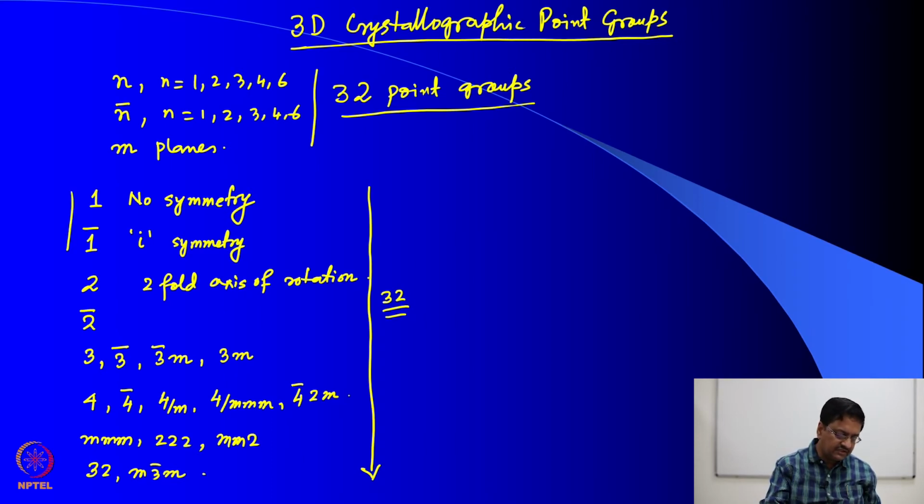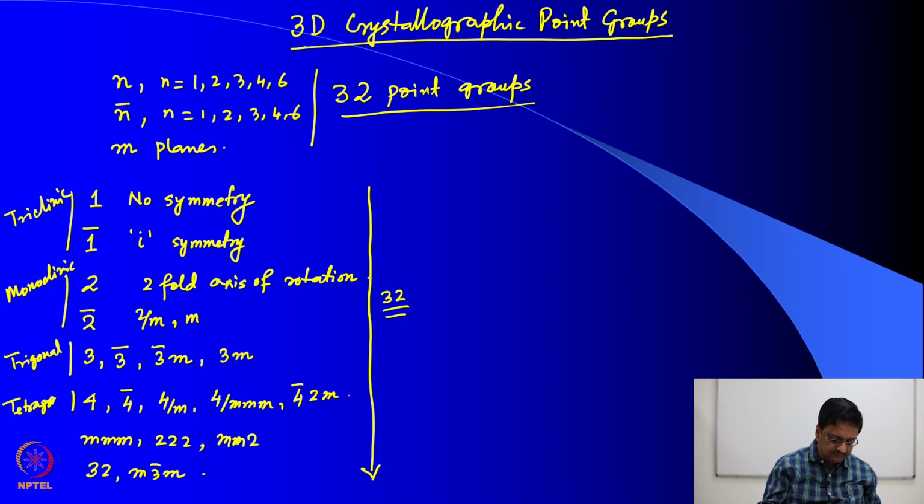Say for example, these are for triclinic, 2 bar, 2 by M, only M. These are for monoclinic. These are for trigonal or rhombohedral. These for tetragonal. These for orthorhombic. And some for cubic. And of course, if you have 6 by M, 6 by M, for hexagonal systems.